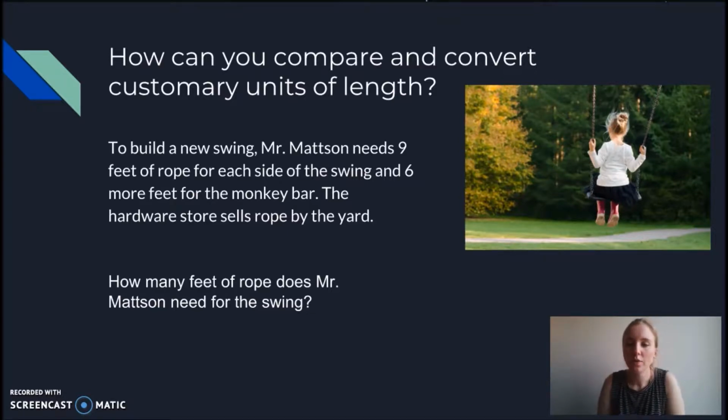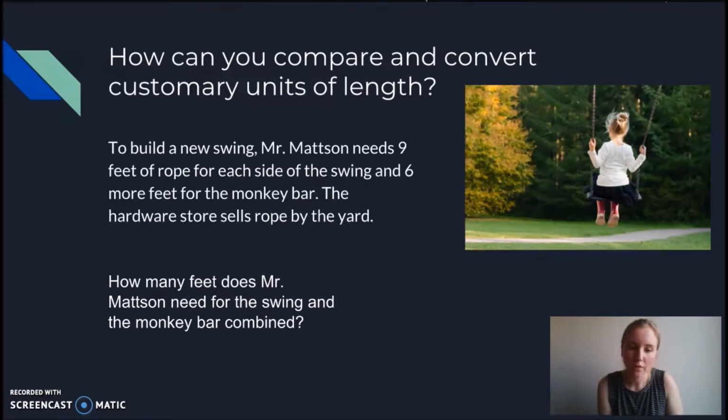So we know, if you look at the picture right above, that a swing has 2 ropes, so 1 on each side. So 9 feet of rope would be for one side, and then 9 feet for the other side. So we are going to go ahead and add 9 plus 9, which would equal 18 feet.